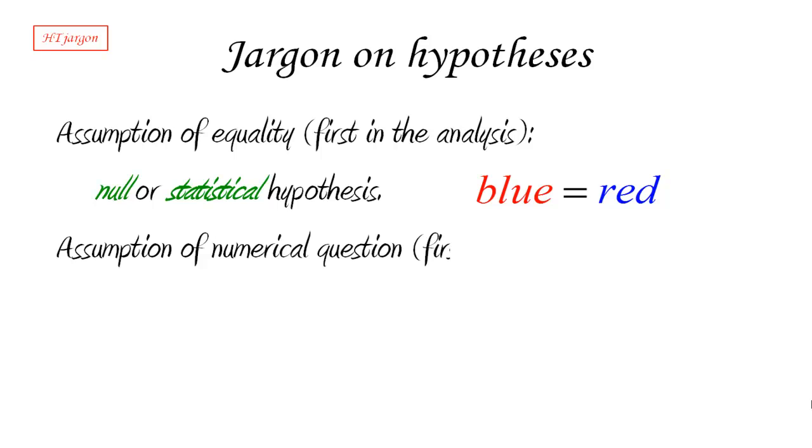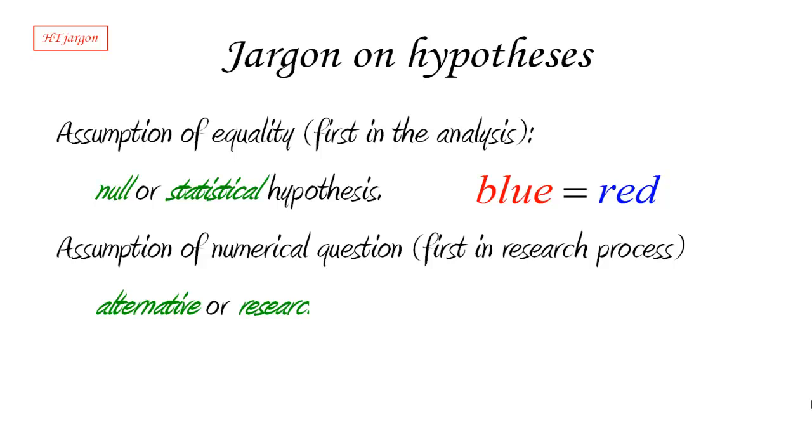Now, then there is the other assumption. That's the assumption that comes from the numerical question, what we are going to ask. And this is usually what comes first in the research process. When a researcher decides to do a study on something, they usually start by asking, is it true that this is bigger than that? We're going to call this the alternative or research hypothesis, and it's going to look like blue is greater than red. Come on, you guys, with those colors. Okay, try to stay consistent.